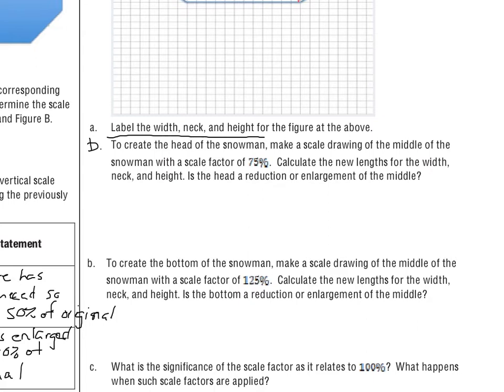Alright, to create the head of the snowman, we make a scale drawing of the middle of the snowman with a scale factor of 75%. So calculate the new length for the snowman's width, neck, and height. And then we're asked, is the head a reduction or an enlargement? We should be able to immediately answer that question by looking at the percentage. If something is 75% of its original, is that going to mean it's a reduction or an enlargement? So consider that for yourself first. Turn and tell your teammate whether you believe it's a reduction or enlargement.